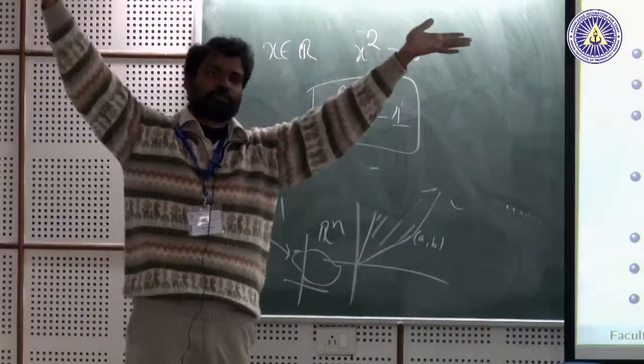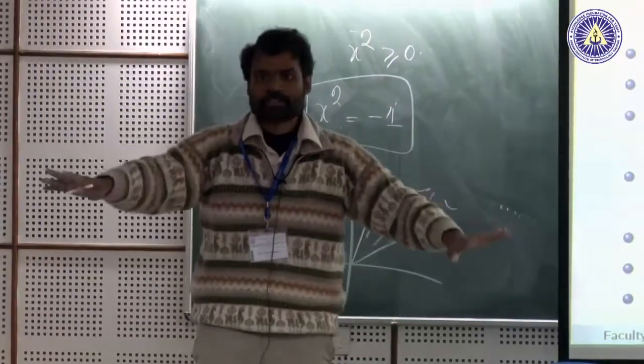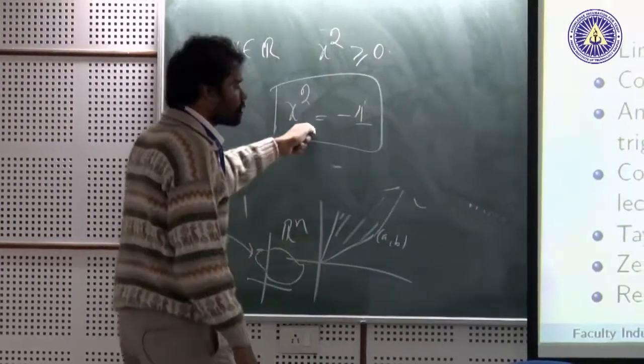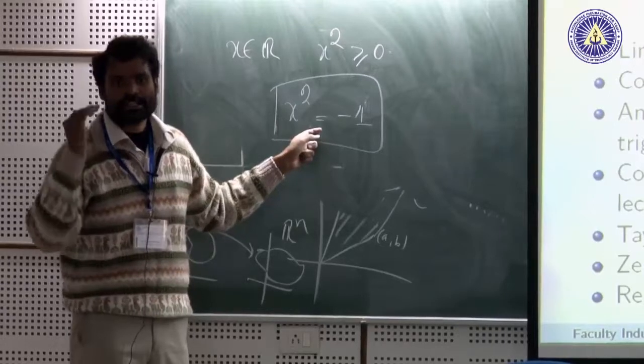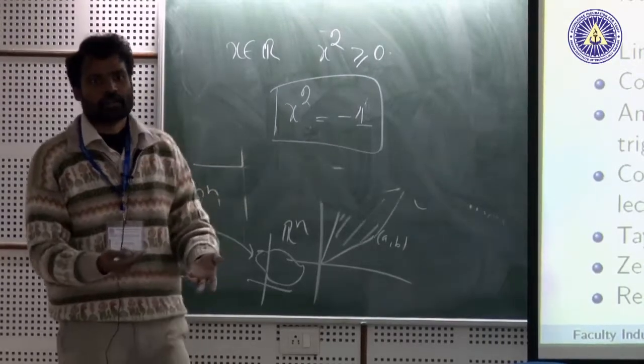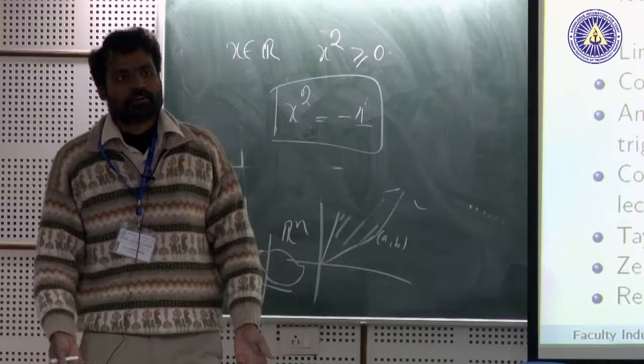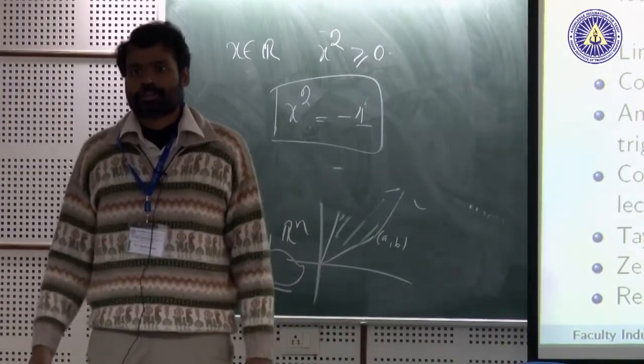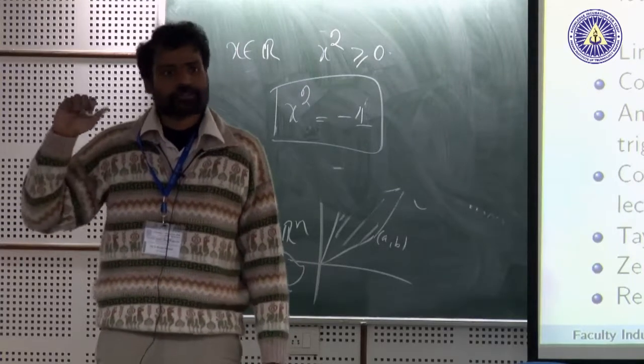Suppose you go 500 years before, you don't have complex numbers. Someone first asked this question that I want to introduce this. Why would any sane person look for a number whose square is -1 when I know already that the squares are always positive? I shouldn't even be asking this question, right?